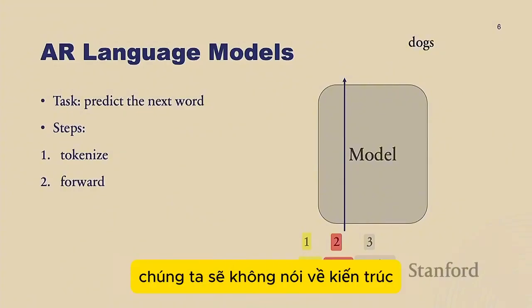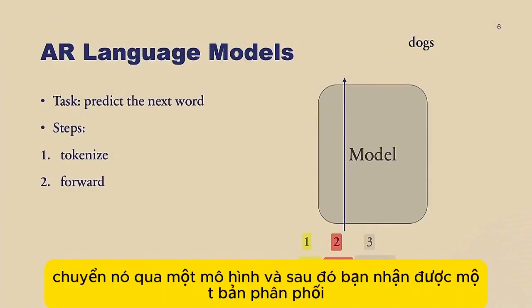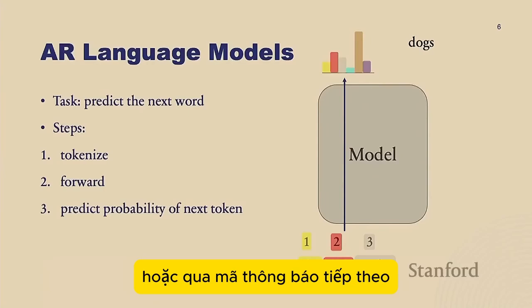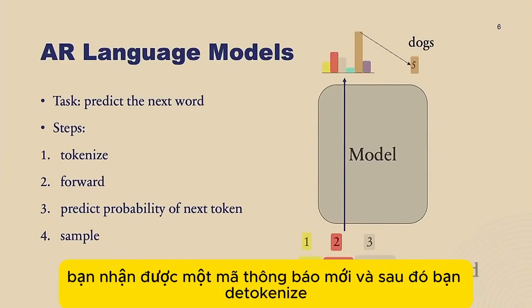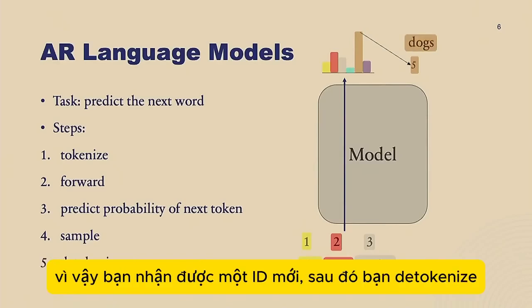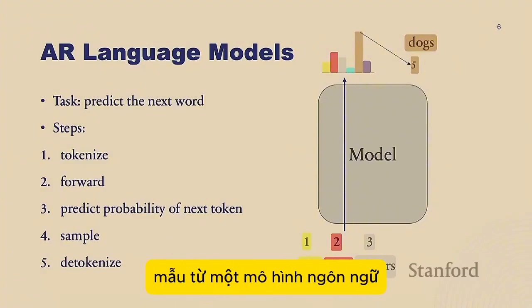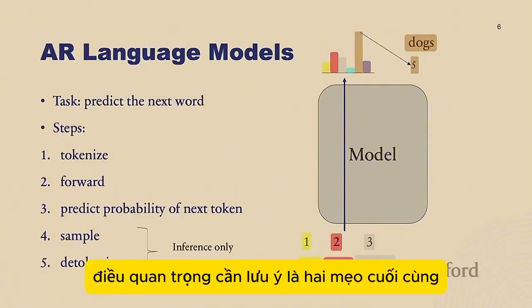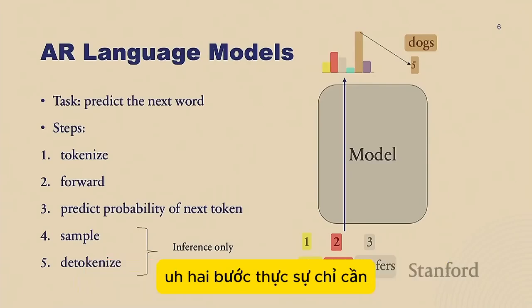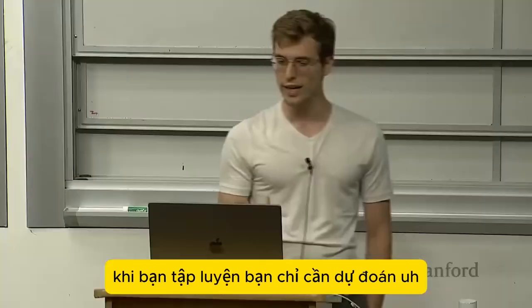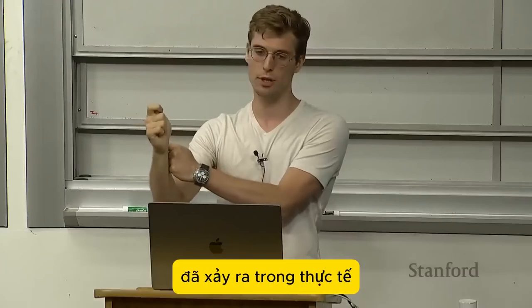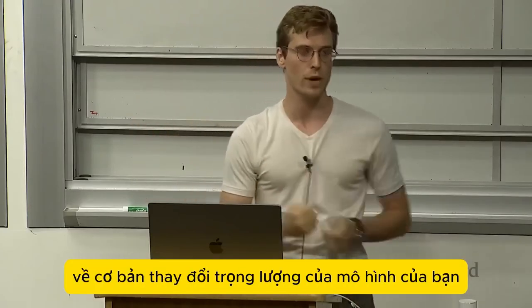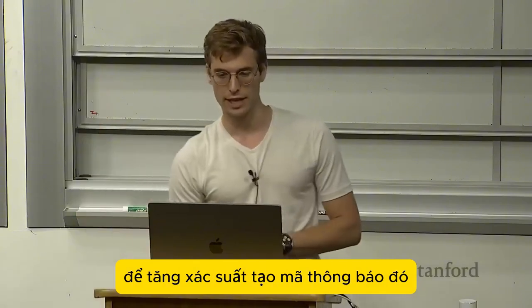As I already said, we're not going to talk about the architecture. You just pass it through a model, and you then get a probability distribution over the next word or over the next token. Then you sample from this distribution, you get a new token, and then you detokenize. So you get a new ID, you then detokenize, and that's how you sample from a language model. One thing which is important to note is that the last two steps are only needed during inference. When you do training, you just need to predict the most likely token, and you compare to the real token which happened in practice, and then you change the weights of your model to increase the probability of generating that token.